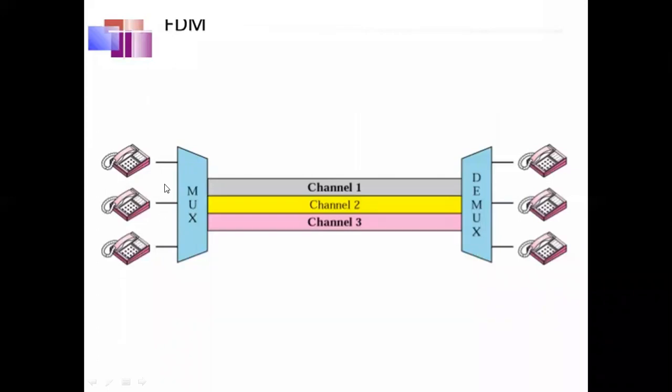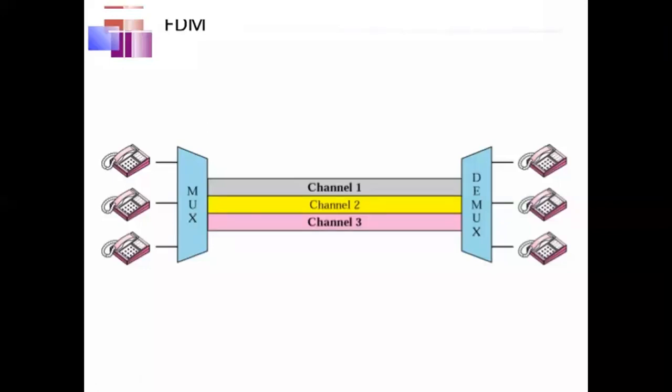Telephone lines are combined at the transmitting end, and channel 1 operates the first signal, channel 2 operates the second signal, and channel 3 operates the third signal. Here there are 3 signals, and each signal has its own frequency. That's why it is frequency division multiplexing. So the frequency is divided into their own signal space.